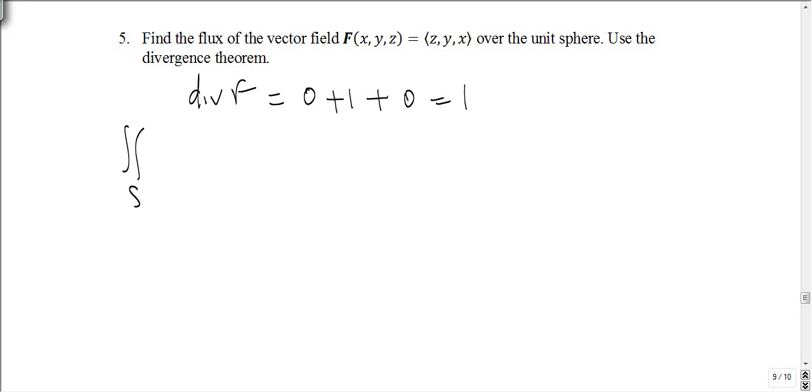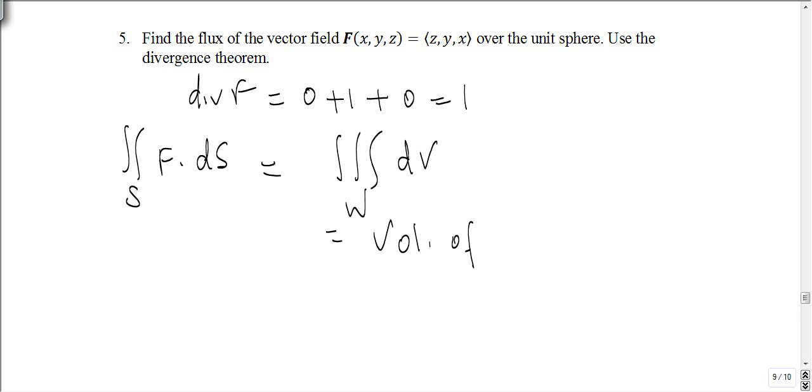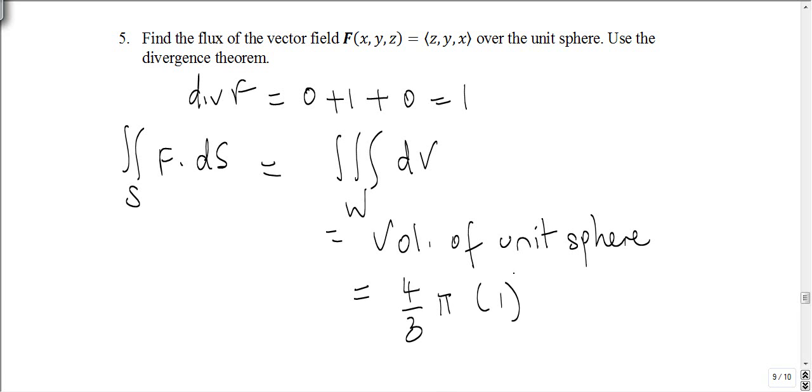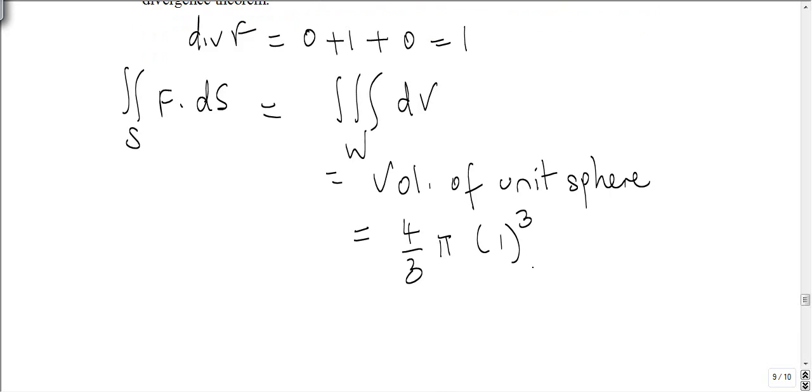Now let's find that. That's your flux, right? Set it up. That's dV. Good? Which is what? The volume of this unit sphere. Which is what? 4 over 3 pi, and what is the radius? 1. So that's 4 over 3 pi.